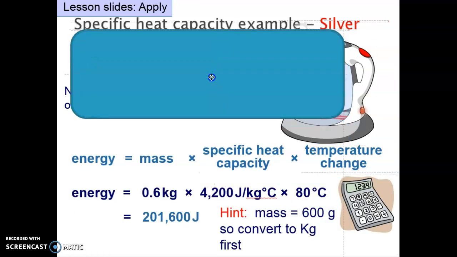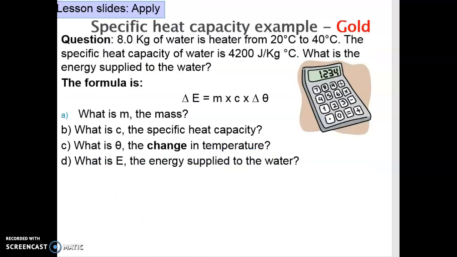All right, so convert 600 grams into kilograms first by dividing by 1,000. And you see that's this question that we had before, just made slightly trickier. Gold standard question. Okay, 8 kilograms of water is heated from 20 degrees Celsius to 40 degrees Celsius. They've supplied the specific heat capacity. What's tricky about this? Not much really, but you must remember you need to work out temperature change.